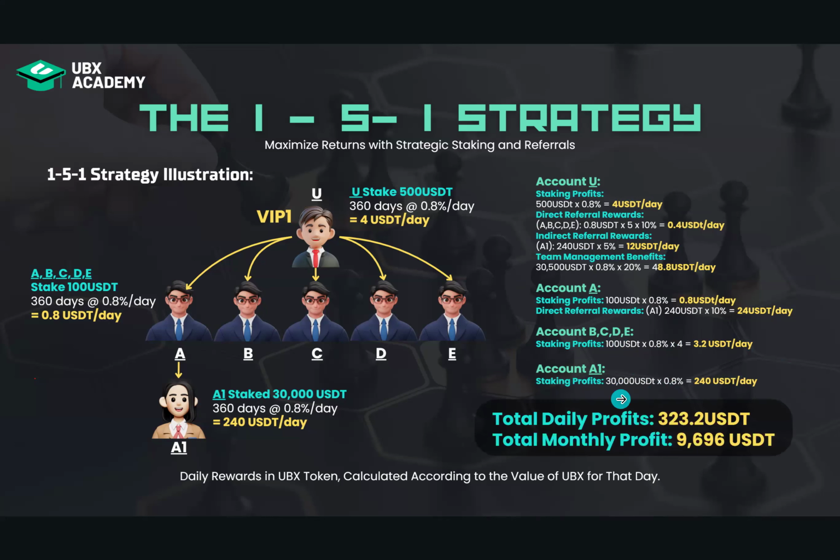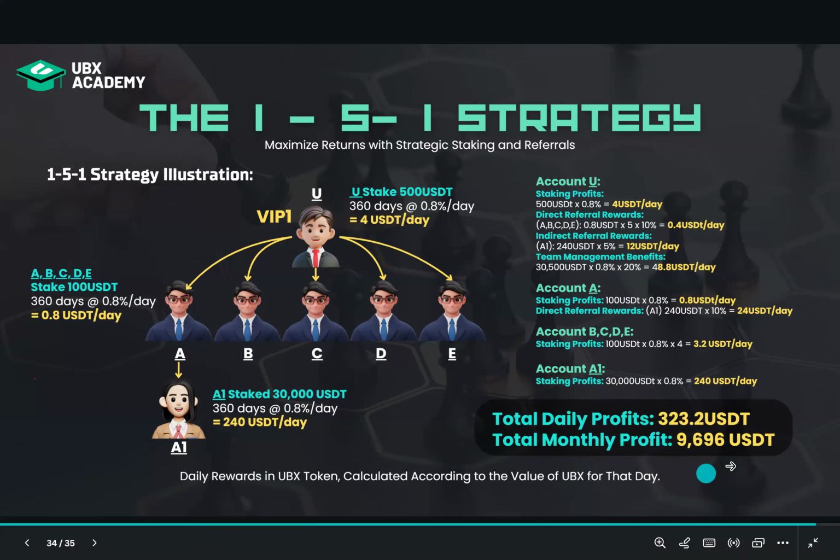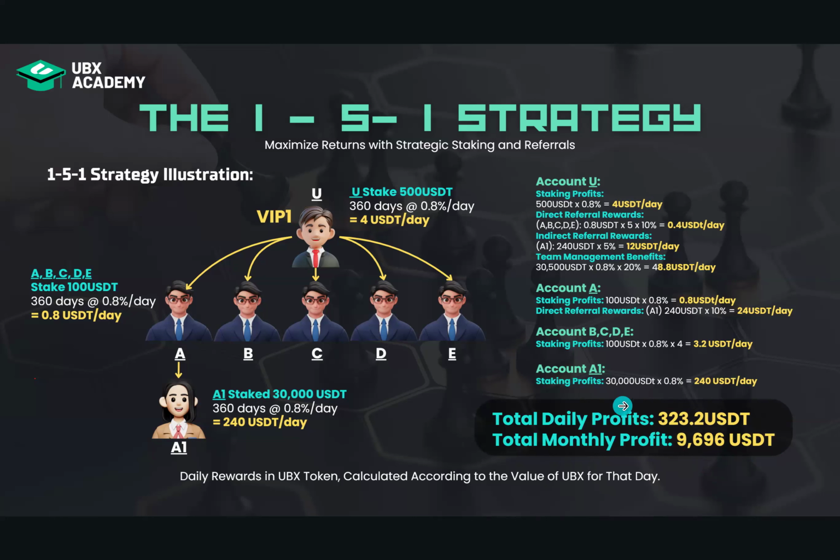So daily profit is 323.2 USDT. Okay. So you'll receive a monthly profit of 9,696 USDT. Okay. So this calculation is still based on 0.8%. So if you base on 1%, okay, you will definitely get back the capital faster.